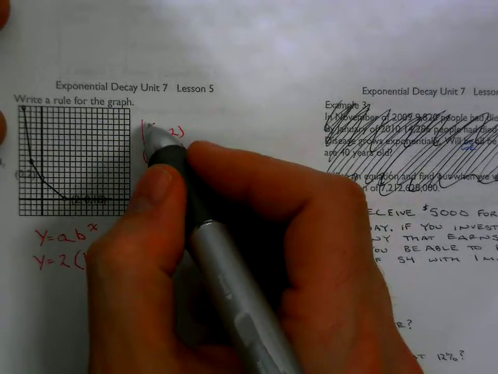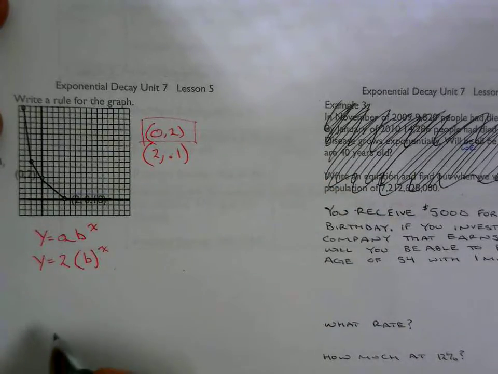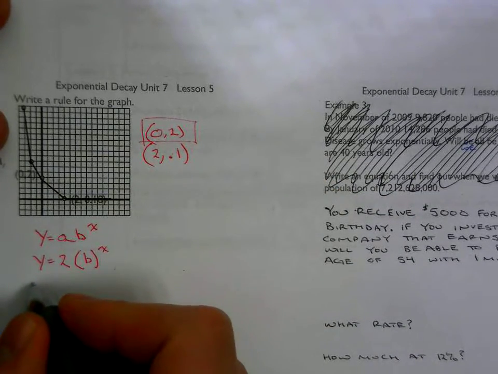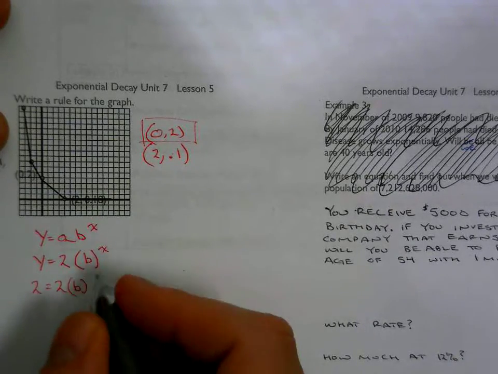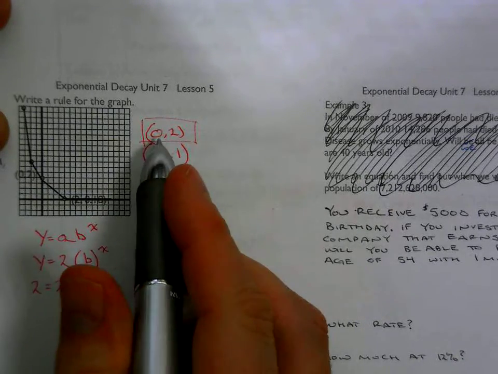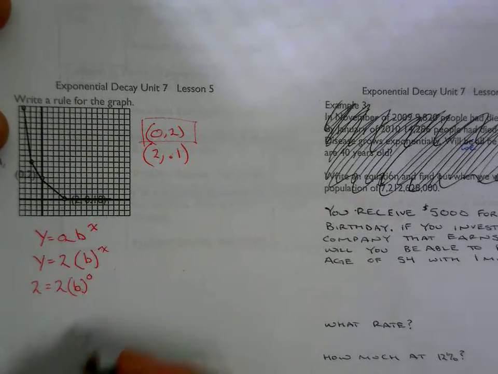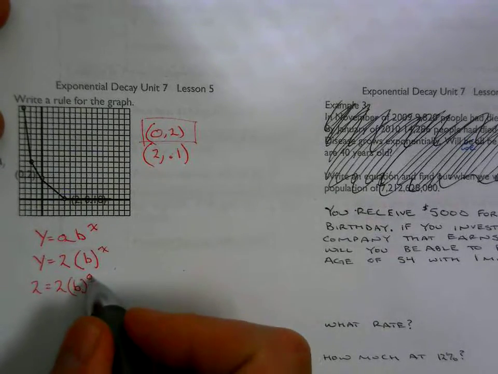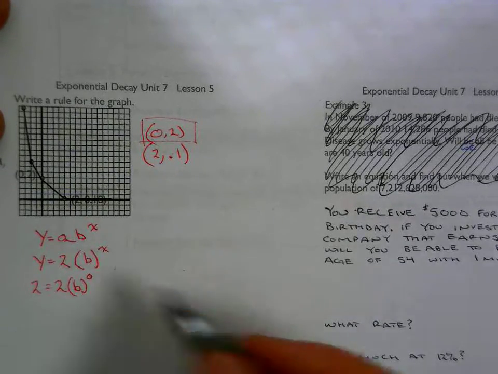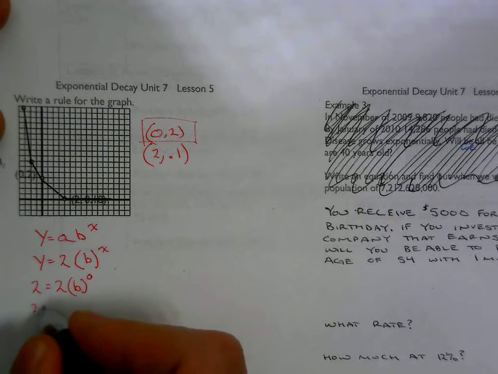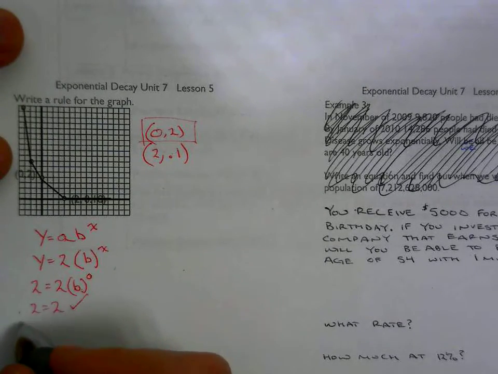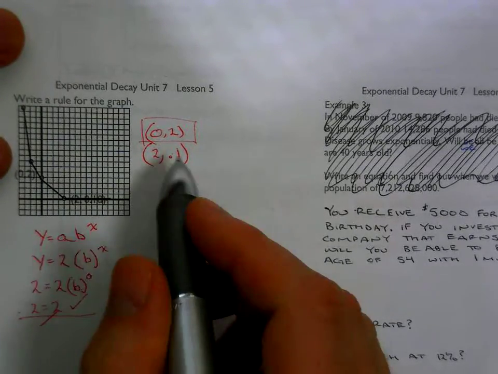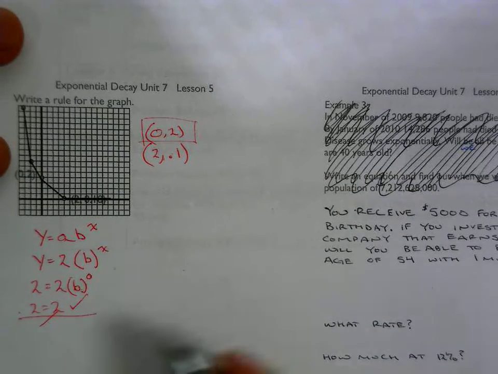I'm going to pick, well, let's see what happens if I pick (0, 2). I'm going to put 2 in for y, I still don't know b, that's what I'm trying to figure out, and then my x value is 0. Now, b to the 0 power, that's 1, and so 2 equals 2. Well, that doesn't really help me out. I wasn't able to solve for b. So this is kind of a dead end. I think we're going to have to use that one right there.